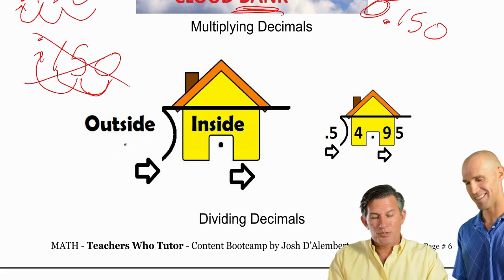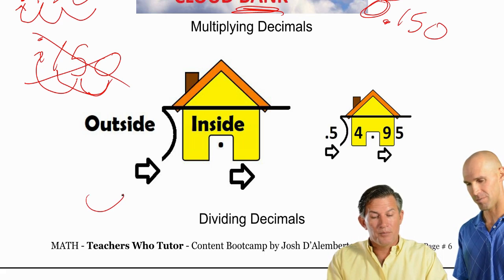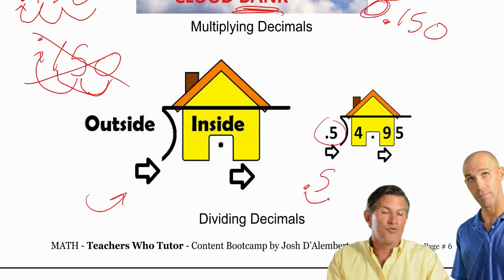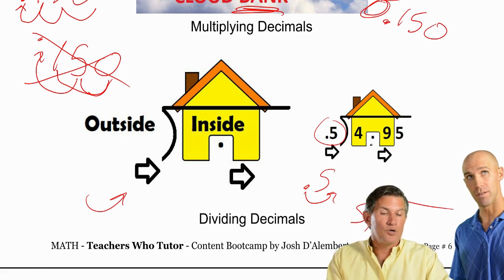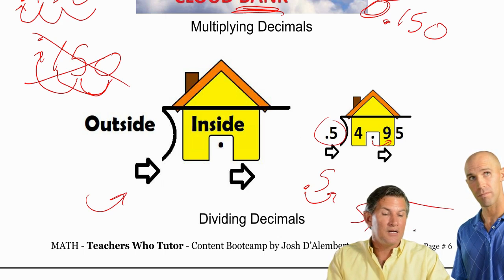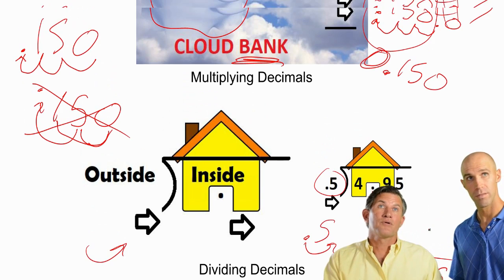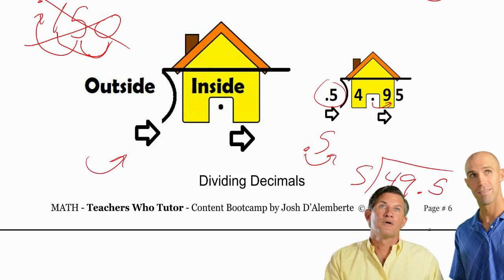But there can't be any decimals here. And so whatever you move here to make it an integer, you better move here. So in other words, you see this 0.5? I've got to move the 0.5 over 1 to make just a 5. Right? Absolutely. So this 4.95 has also got to come over the same number, and now I'm going to end up with 49.5.